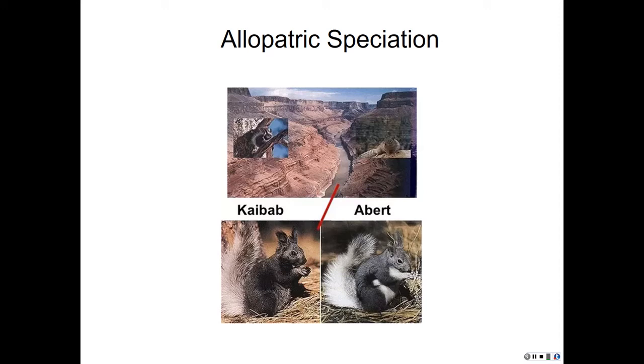So in allopatric speciation, something physically separates a population. This could be a mountain range, this could be a lake level dropping, causing a land barrier. This could be a river changing its course, this could be a canyon. So for example, these two different species of squirrels were once the same species in a continuous population that found themselves on opposite sides of the Grand Canyon. And this splintered the two populations into subpopulations.